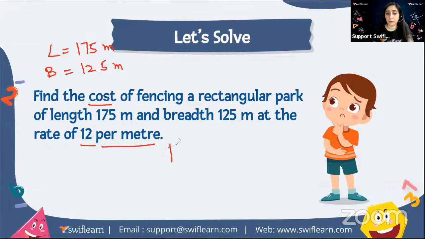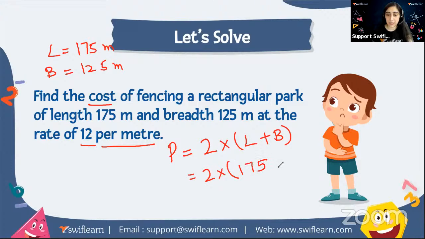The perimeter of a rectangular park is calculated by 2 into length plus breadth. Well done. So I know, let me put these values inside. So I'll put 2 into what is the length? 175 plus what is the breadth?